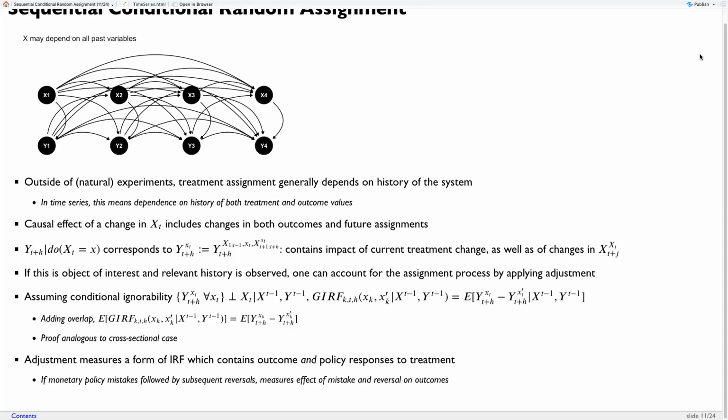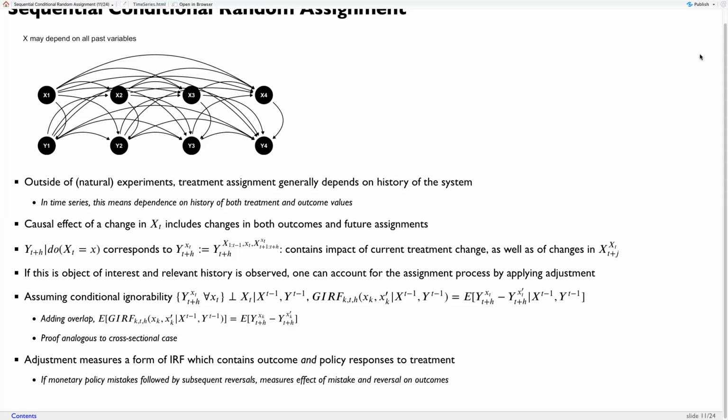If this is the object of interest and we observe the relevant history, then we can apply the adjustment formula. So if we have conditional ignorability, if this y superscript x, not in parentheses, which corresponds to changing all things that would change if we changed xt, we can account for this by applying standard adjustment. So there's generalized IRF, which is the conditional difference in means, will equal the conditional causal effect. And then under overlap, this will be defined, so the probability of treatment assignments will be defined, and we can average over this to get the causal impulse response, changing a treatment and letting all the future treatments and outcomes be affected.